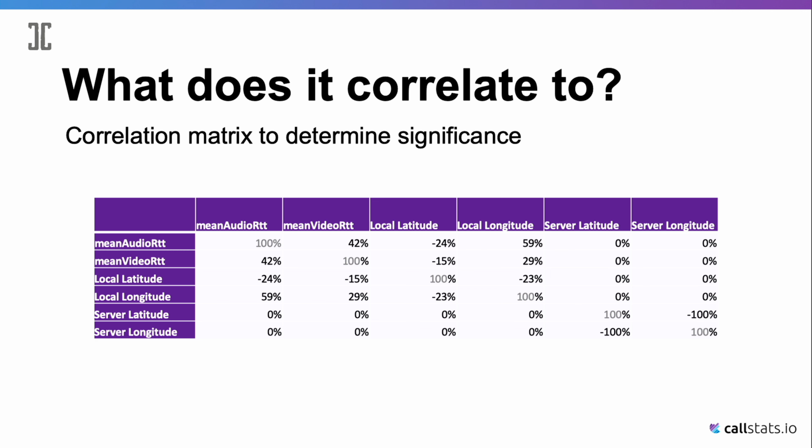And so there's media RTT for audio, there's video RTT, and there's local location and server locations. And one of the things that you can see very clearly is that there's correlation between audio RTT and video RTT.